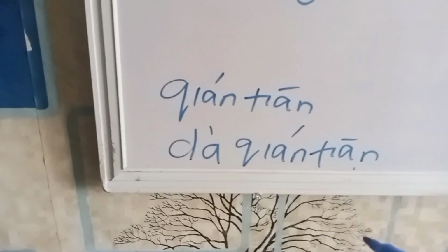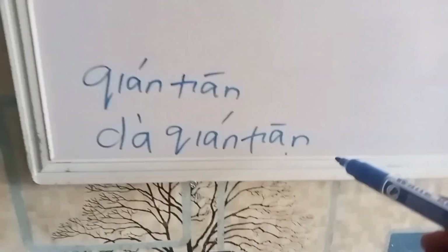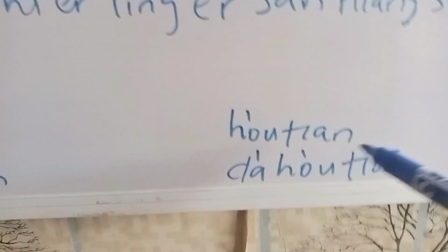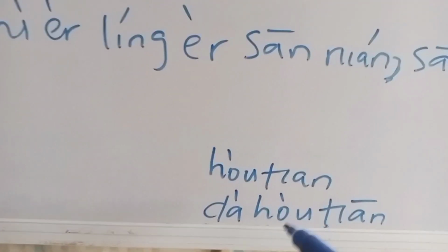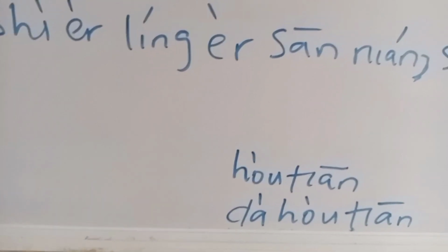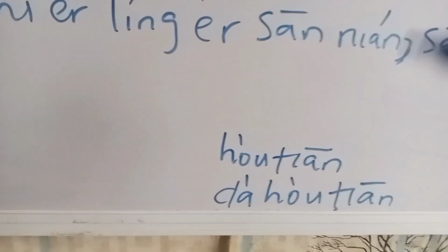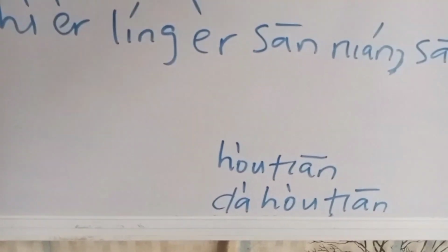And the day before the day before yesterday is 大前天. That's 3 days ago. 大前天. The same thing with tomorrow. Tomorrow is 明天. Next tomorrow is 后天. You see these tones, it's not easy. 后天.